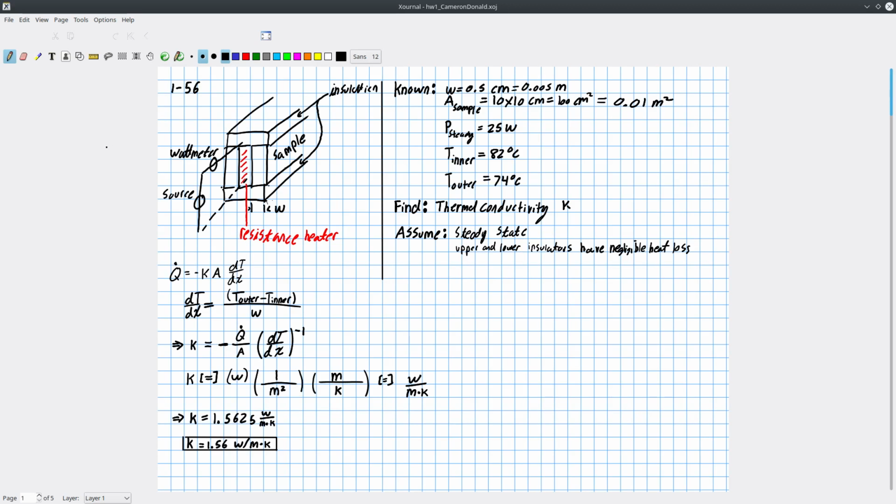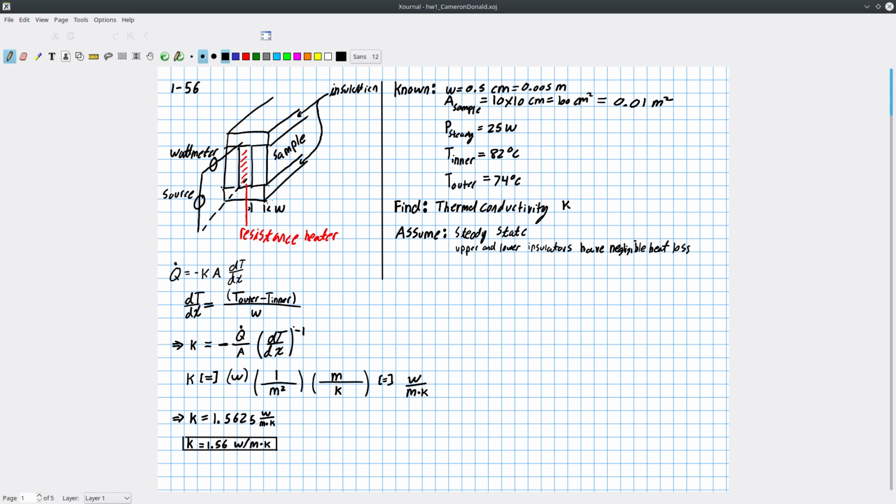Here we are tasked with finding the thermal conductivity of some sample heated at steady state by a resistance heater. We know the physical dimensions of this sample as well as the power provided at that steady state. So we can use heat conductivity and substitute some terms for dT/dx.